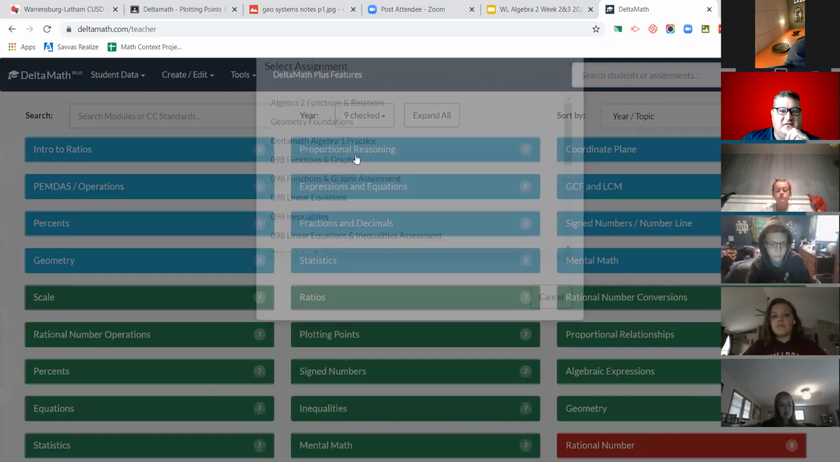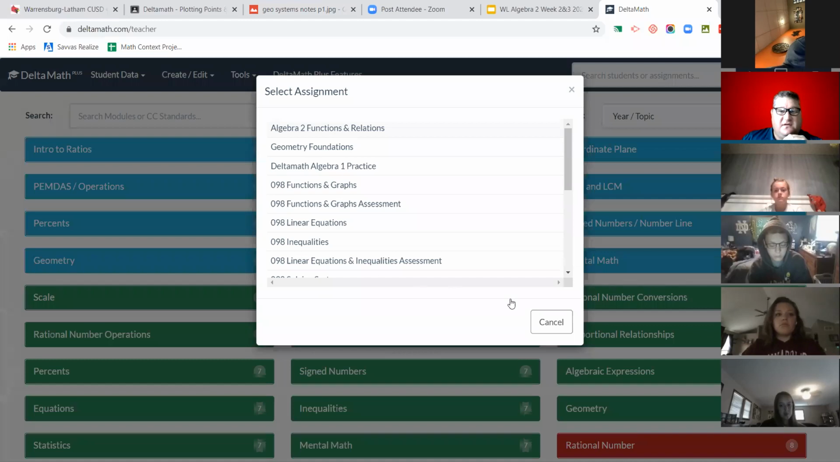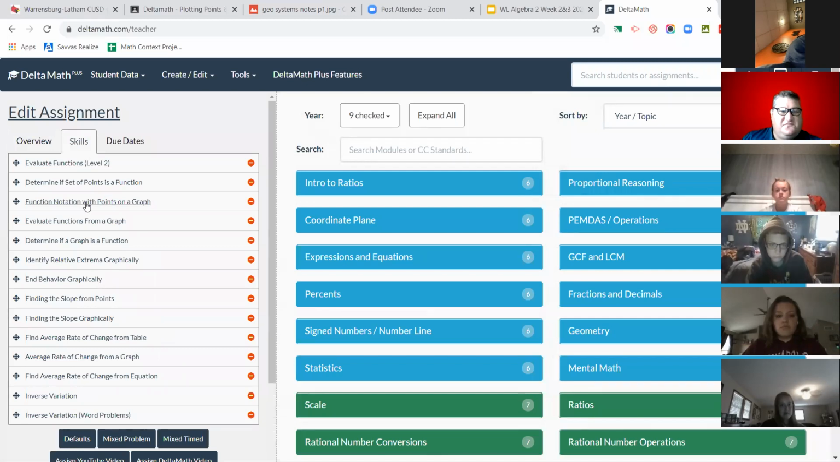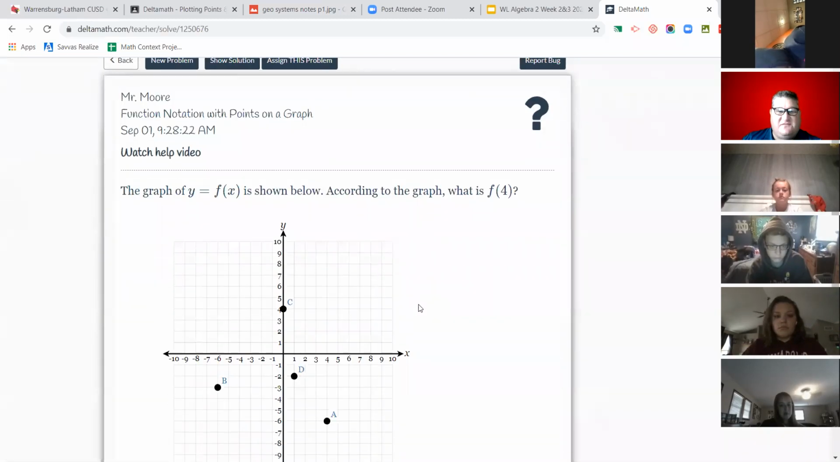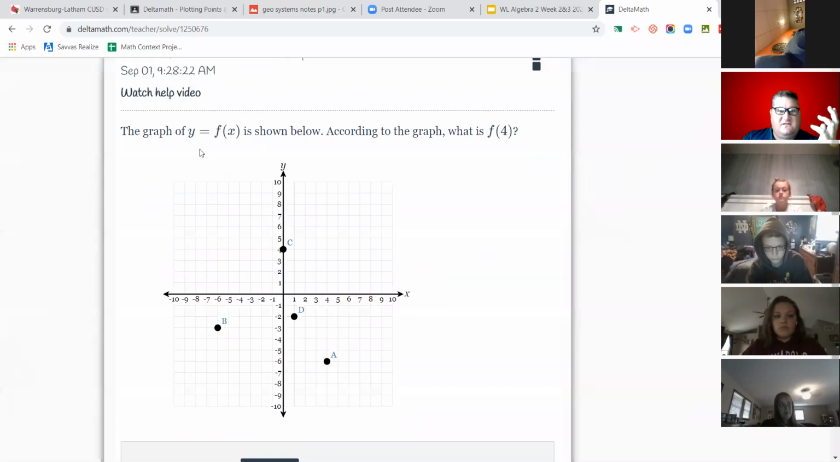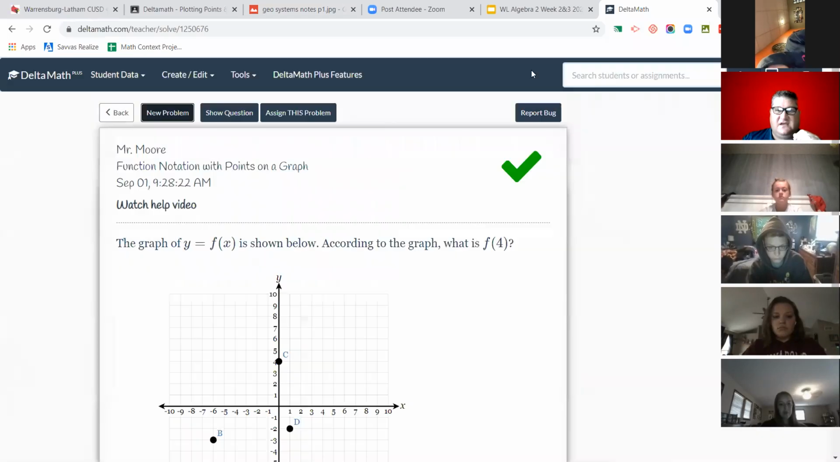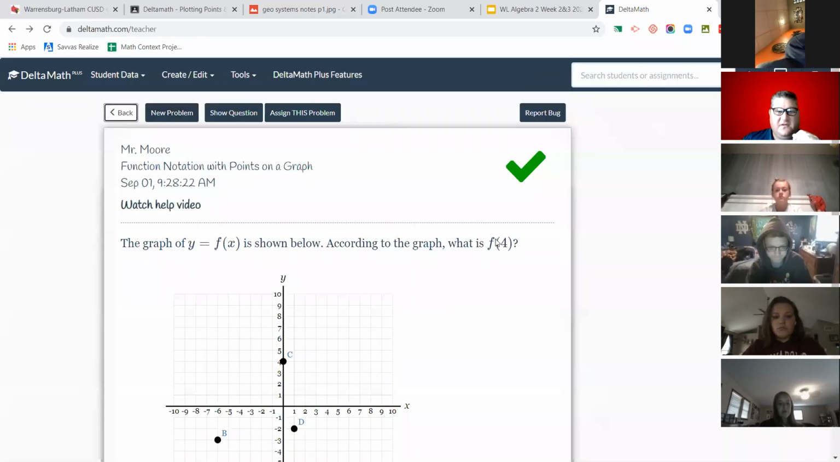Okay, create, edit assignment, Algebra 2, there it is. It says function notation with points on a graph. So here we go. It says y equals f of x, what is f of 4? F of 4 in our case, go over to 4, down to -6. There you go, submit answer. So that'll take you like 3.5 seconds.